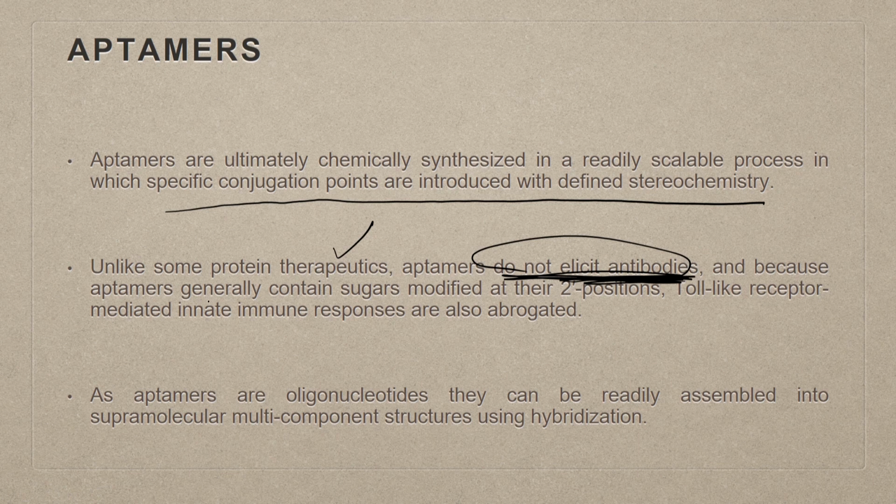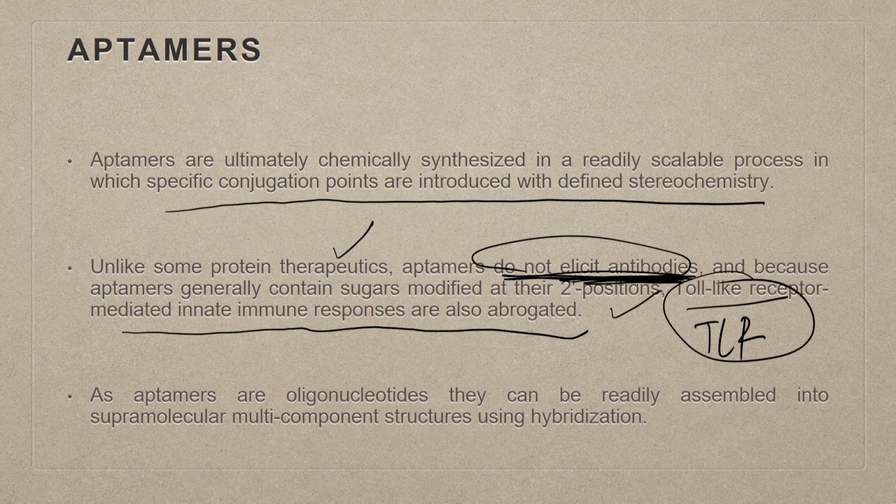Remember this. Because aptamers generally contain sugars modified at their 2' position, toll-like receptor mediated innate immune responses are also abrogated. When we talk about TLR, or toll-like receptors, in short these are part of the innate immune system. That means TLR receptors are present across the surface of your body, across the orifices of your body, across every entry port. It's like a toll. You have all heard the word toll; you have to pay toll while you are traveling on the road, toll tax. It is exactly the same word which has been used in immunology. In innate immunity, the surface of your body has a lot of toll-like receptors.